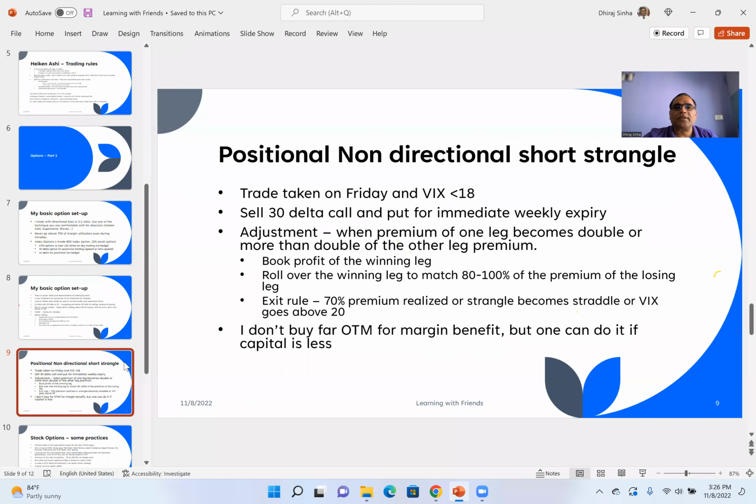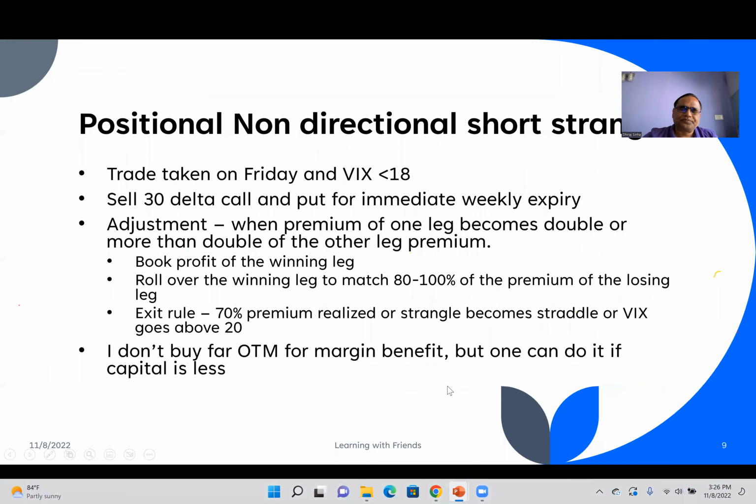Now, this one is something which I have looked at. There are some guys who are famous YouTubers called Telugu Brothers. I don't know how many of you have seen their video. I think their model worked very well when this market was not so choppy, but sometimes I follow that model. So this is the positional non-directional short strangle strategy. I had heard about it when they talked face-to-face, so let me give the credit to them. Of course, they may have also learned from someone.